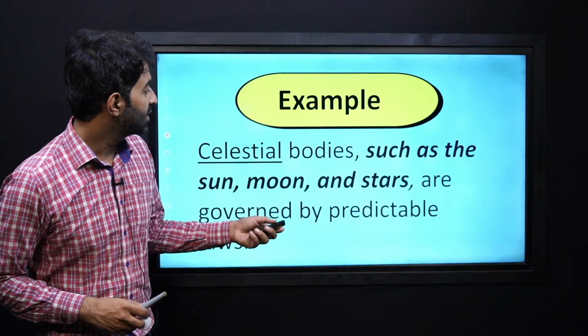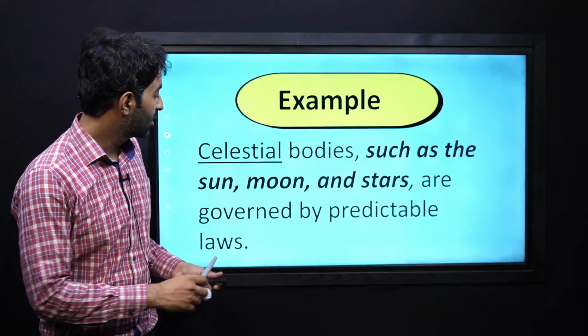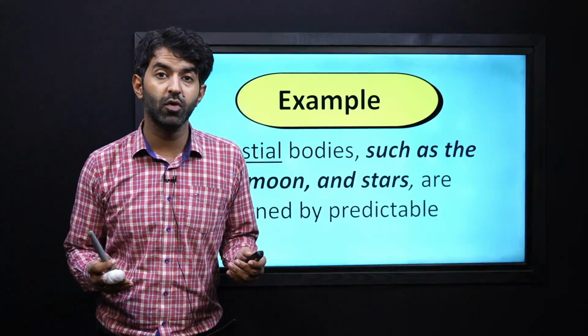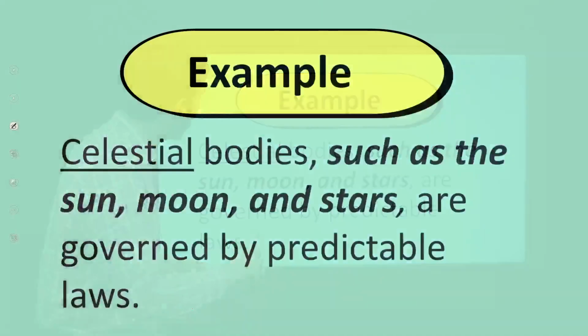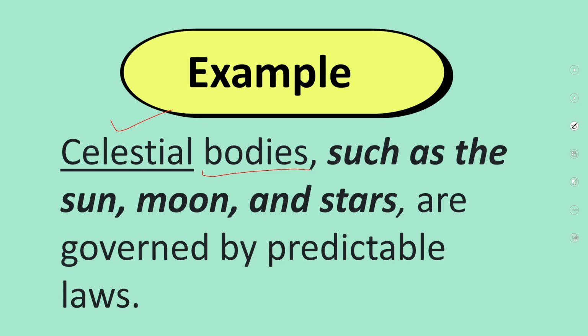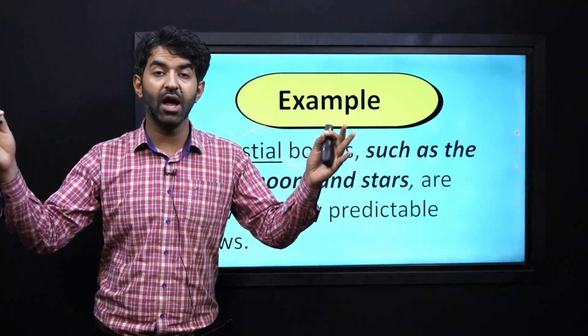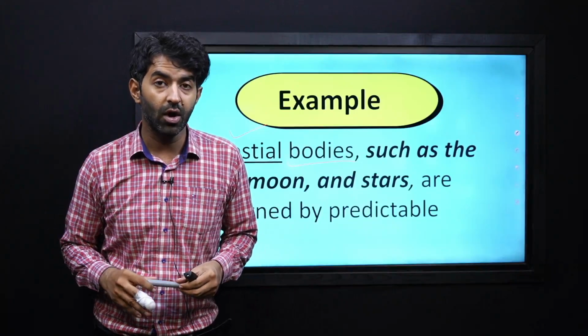Again, celestial bodies such as the sun, moon and stars are governed by predictable laws. Now what do you mean by the word celestial? It's telling us that celestial bodies are actually these bodies such as sun, moon and stars. So celestial means something up in the sky. Bodies like the sun, the moon, the stars, they are called celestial.